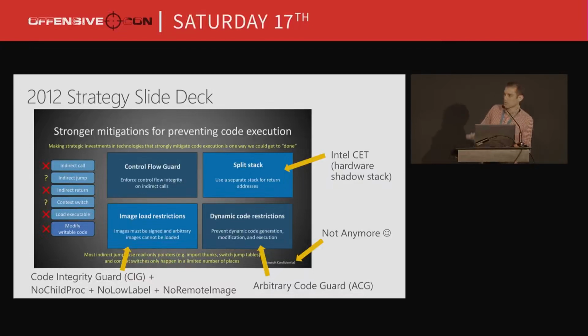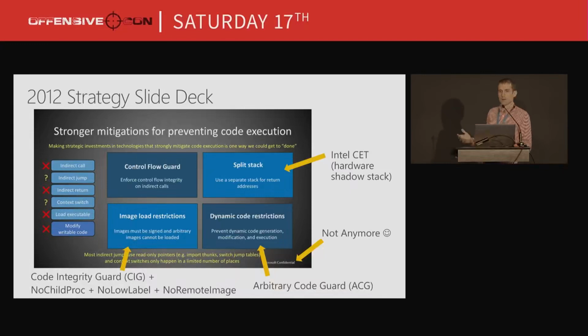And you can see that there's really 4 tenets to our strategy here. The first piece of it is Control Flow Guard, which probably everyone's familiar with because it's been released for a few years now. The next piece is split stacks, so we need to have something to protect return addresses stored on the stack. And in today's terminology, we would probably depend on Intel CET to provide us a hardware shadow stack. The third pillar here is image load restrictions.